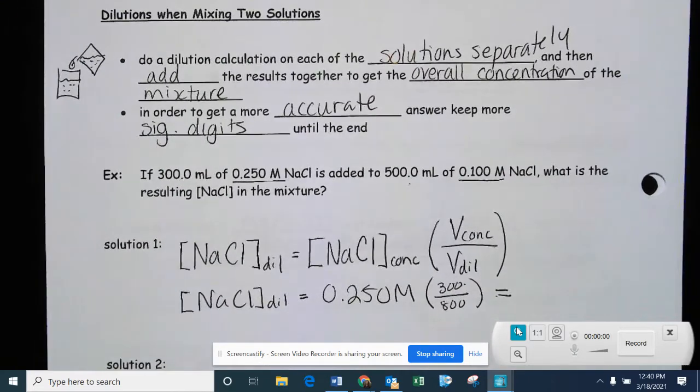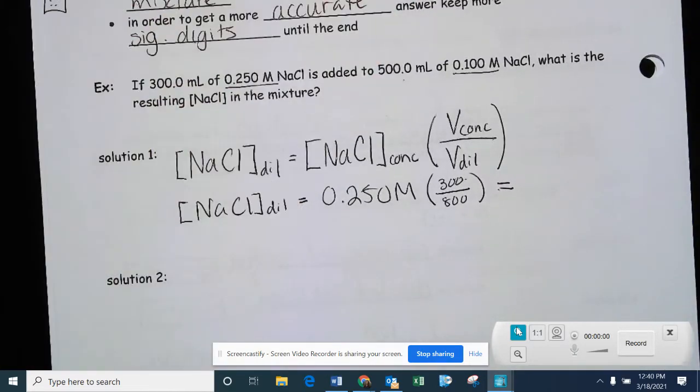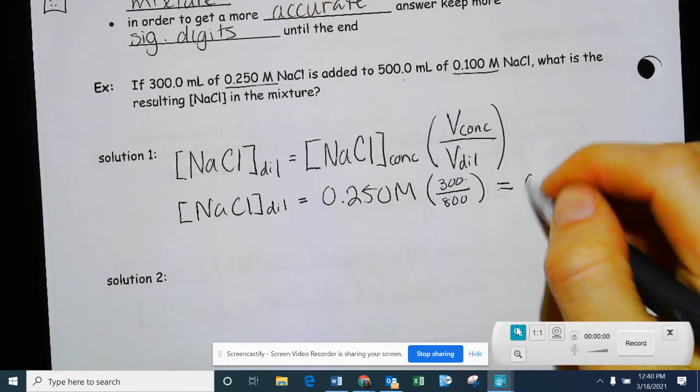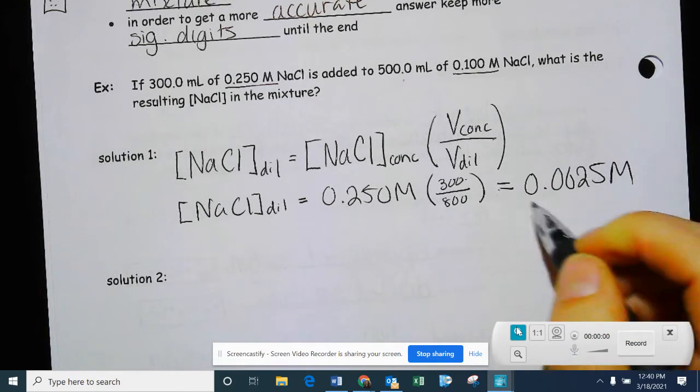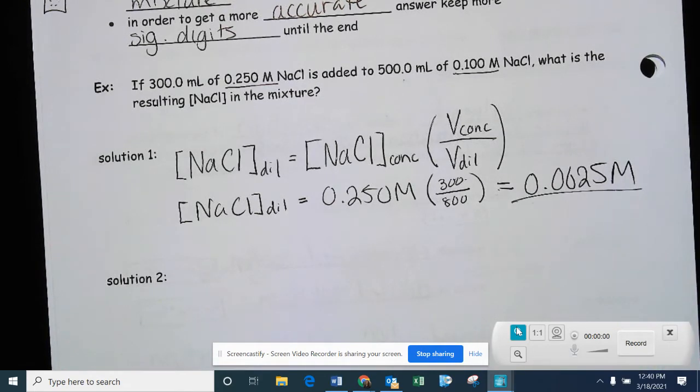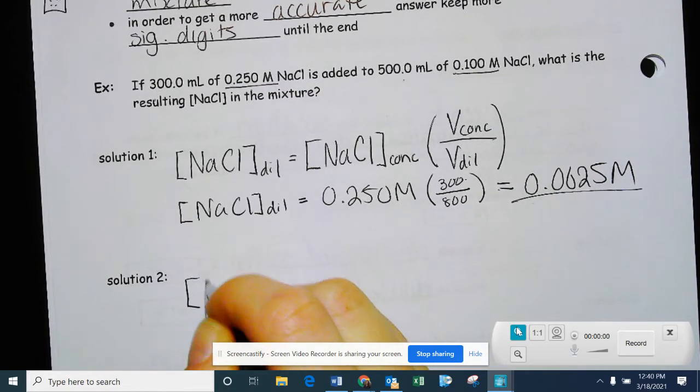All right, so in this one, the final volume is 800. And what we're going to end up with is 0.0625 molar for our solution 1. Okay, but that's not the whole story. We had a whole different concentration in the other one. So we're going to do the same thing for the second one.